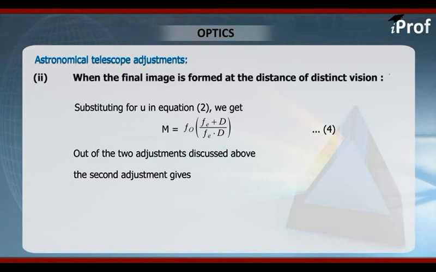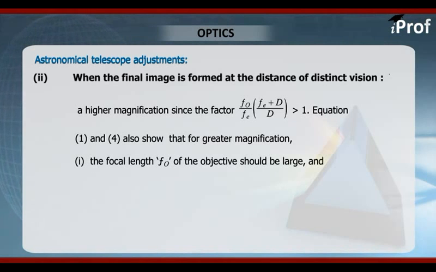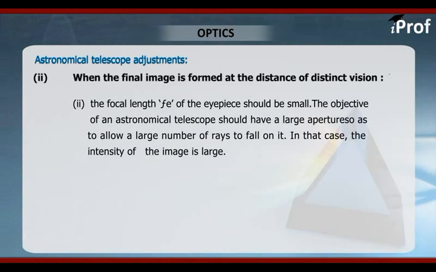Now out of the two adjustments which we have discussed just now, the second adjustment gives a higher magnification, since the factor FO over FE into bracket FE plus D divided by D is greater than 1. So for a greater magnification, the focal length FO of the objective should be large and the focal length FE of the eyepiece should be small.